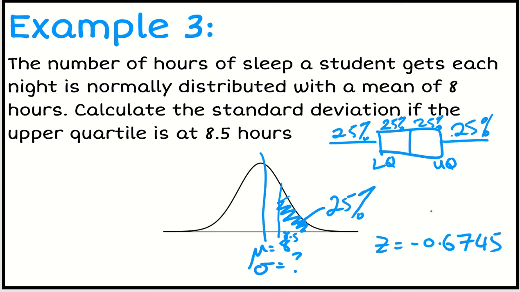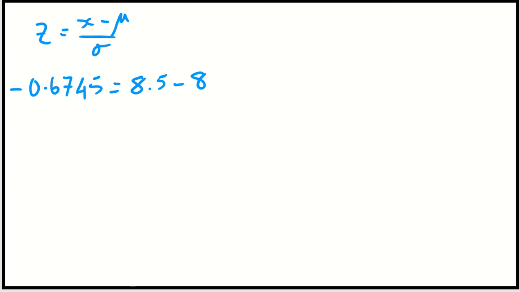Okay, now I need to rearrange and solve. So let's try that. So z is equal to x minus the mean over my standard deviation. So in this case, 0.6745 is equal to my x value was 8.5 hours minus the mean of 8 divided by my standard deviation. So let's get rid of that divided by standard deviation. 0.6745 times the standard deviation equals, now 8.5 minus 8 is 0.5.